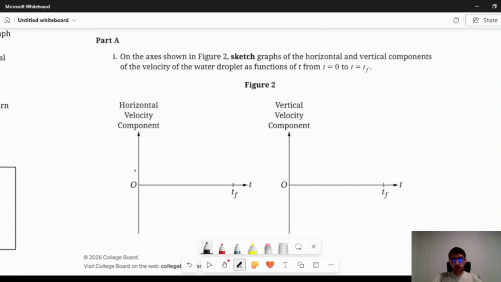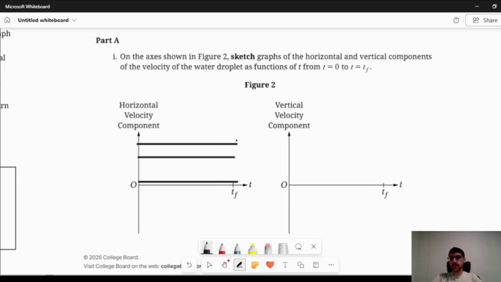So it doesn't matter where you draw it, but for the horizontal velocity, it has to be a straight line starting from 0 and going all the way to tf. If you stop short, you might lose points because it says from t equals 0 to t equals tf. And yeah, it could be all the way down here if you want, or it could be up here. It doesn't matter because they didn't give us any numbers or anything, and even the axes are not even marked.